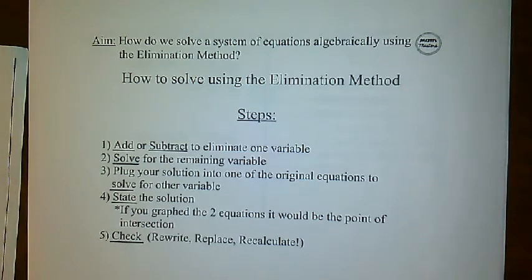If we look through this step-by-step procedure that we're going to do each time, the first thing we're going to do is add or subtract to eliminate one variable. Once we go through all the examples, you'll understand what I mean by that. Then you're going to solve for that remaining variable. Once you do that, just as you did with the substitution method, you are going to put that solution back into one of the original equations to solve for the last missing variable, and then finally state the solution. Again, if you were to graph these two linear equations, this would be where they intersect.